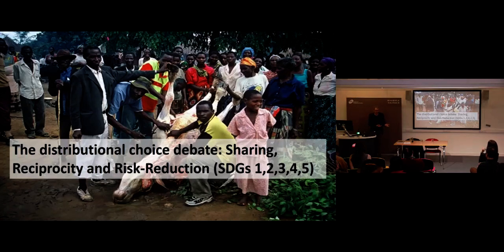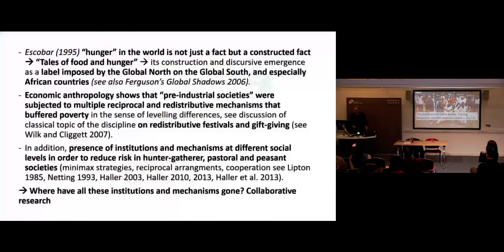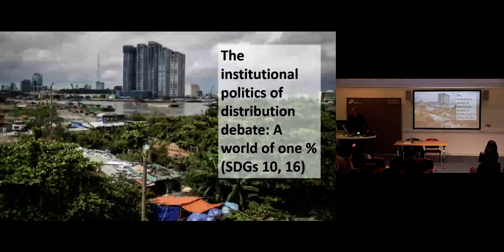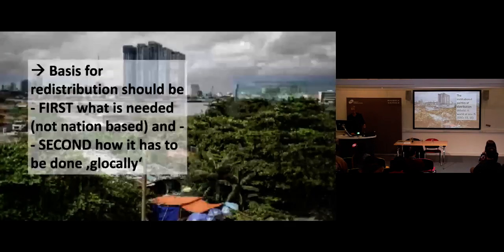I don't have a problem with that couple having a lot of prestige. If they don't bother me, that's fine, you know. But let them redistribute the money. Good. I go further here. This is the issue of the politics of distribution, a world of 1%, etc. You know this. I skip that.